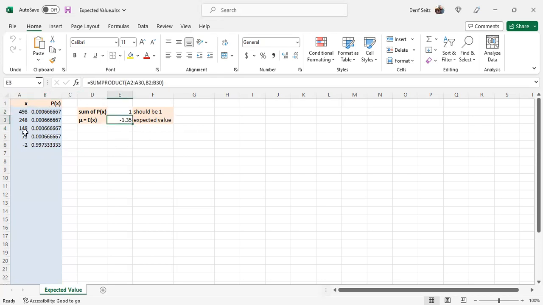As you can see for this example, it's expected that you're going to lose money. Expected value is a loss of $1.35. So the people promoting these ticket sales are going to make a profit. 1,500 times 2 is $3,000. They'll end up with a profit.